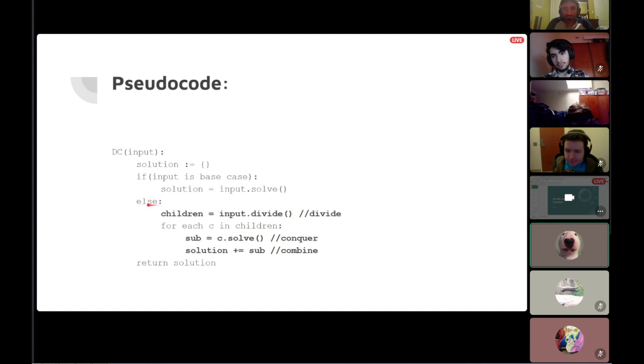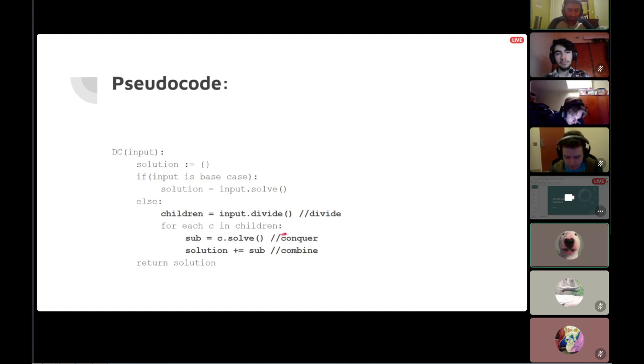Otherwise, if it's not the base case, you're going to divide it into a bunch of subproblems. In this case, we call them children problems, right? And then for each of the children, you're going to solve that subproblem. And oftentimes, solving that subproblem is going to involve calling this divide and conquer algorithm again on the subproblem. Sometimes it doesn't. Most of the time it does. Probably 99% of the time it does. And the algorithms we talk about today, they do.